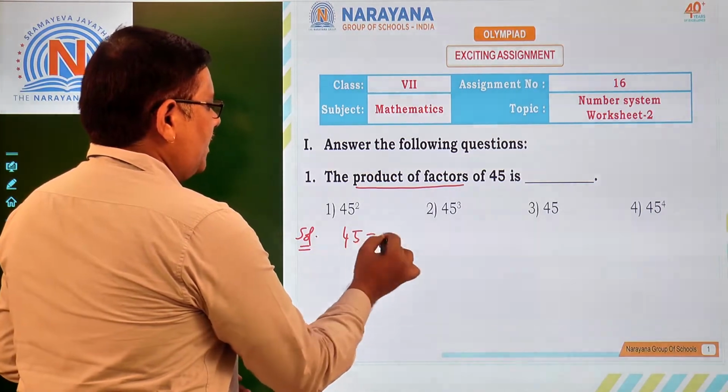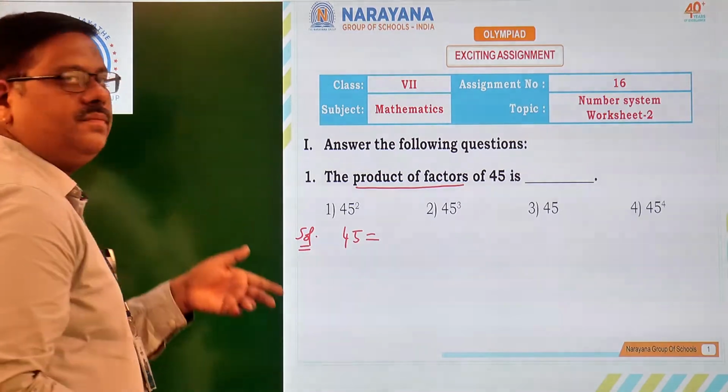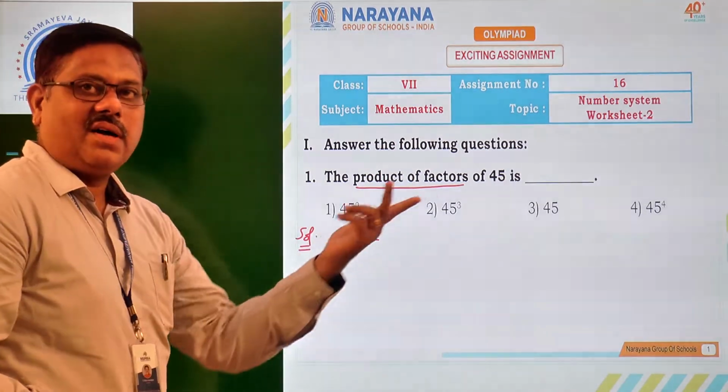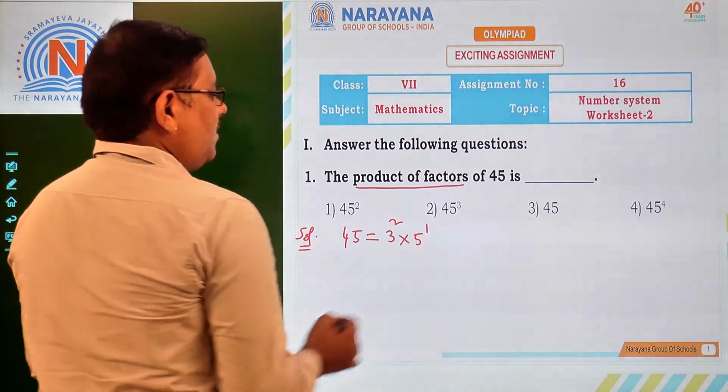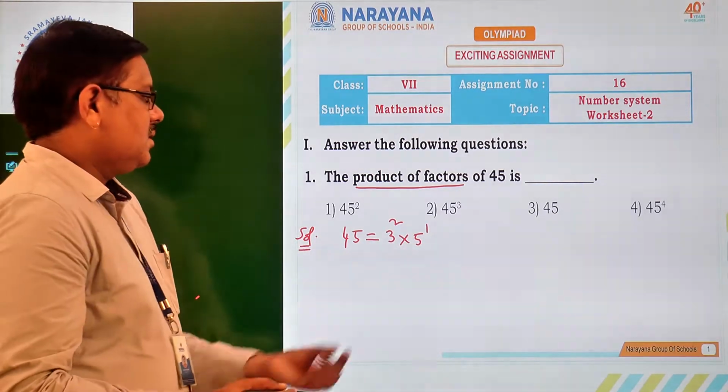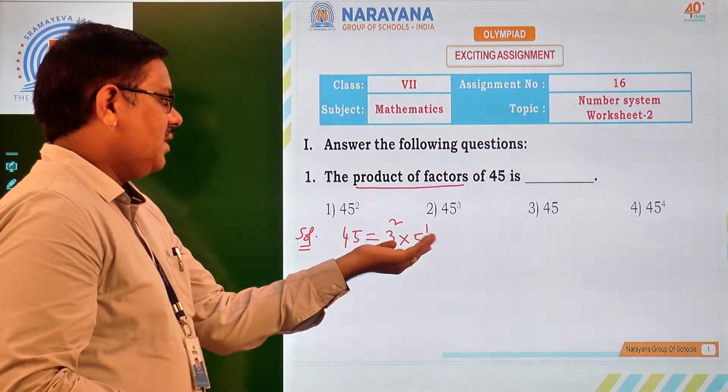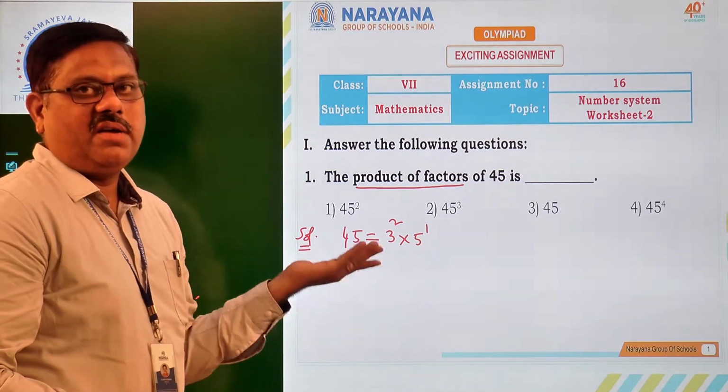45 is nothing but 9 into 5. 9 means 3 square. So we can write it as 3 square times 5 power 1. It's a simple way to write. So 3 square into 5 power 1, that is what we call the standard form of 45.